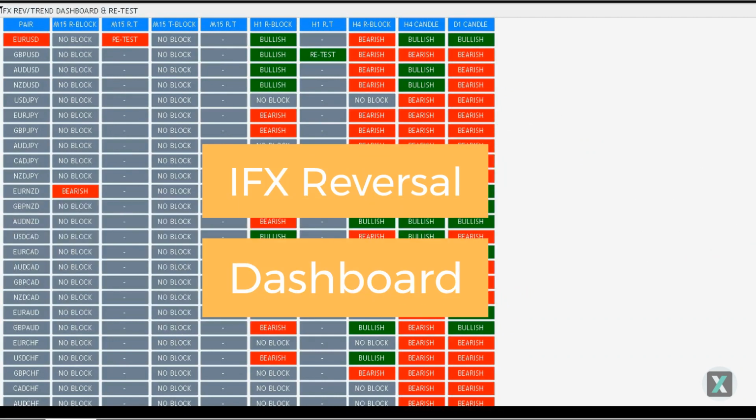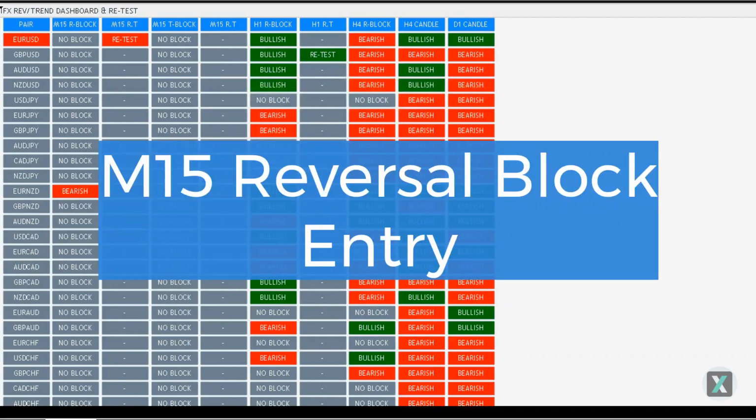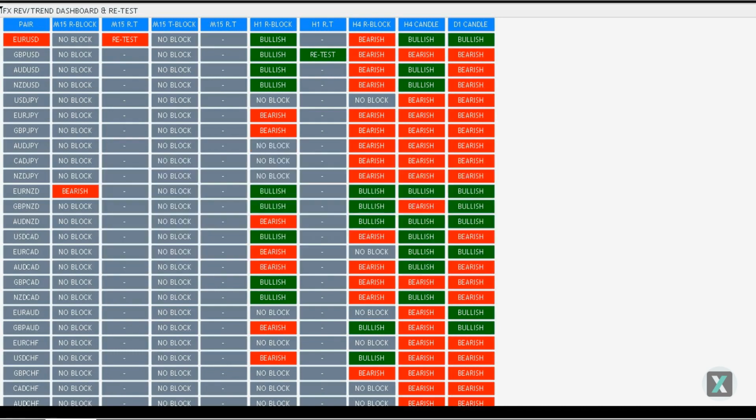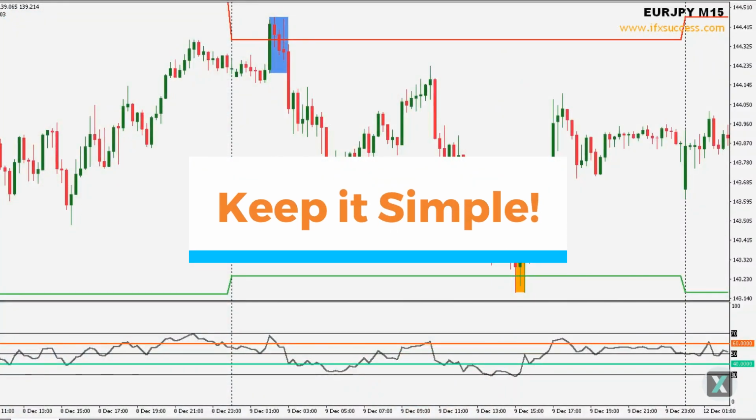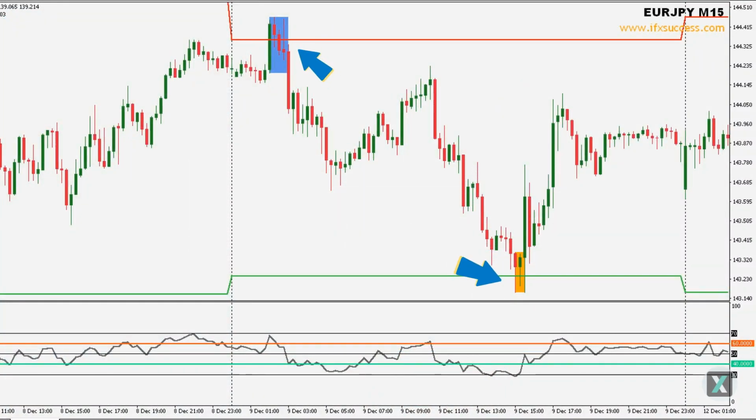Let's take the IFX block dashboard, M15 reversal block alerts column only. Let's see what you need to look for to make an entry on that time frame only. Now, let's just keep it simple. Enter only at the blocks where price has hit yesterday's high or low.